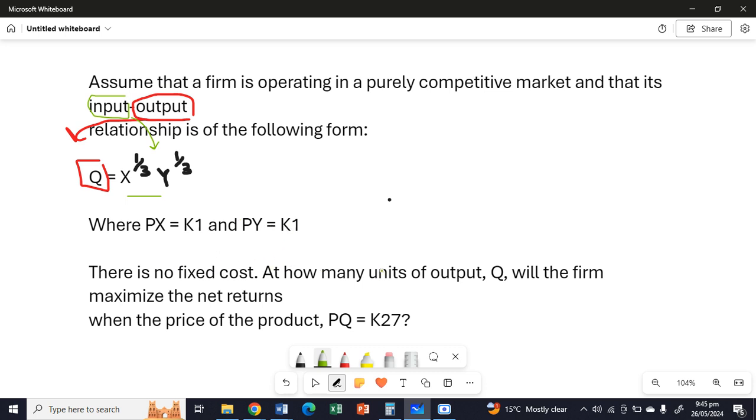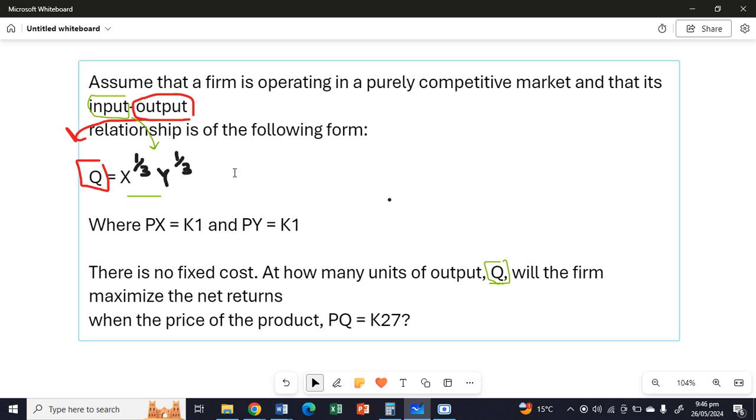At how many units of output Q will the firm maximize the net returns when the price of the product PQ is 27 kwacha? So I want to know what output of Q we need to produce so that we maximize our profit. The main thing we need to do is find the values of X and Y. Once we find those values, we'll be able to see how the firm maximizes its profit.